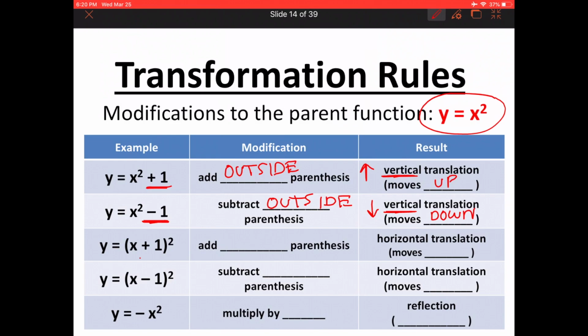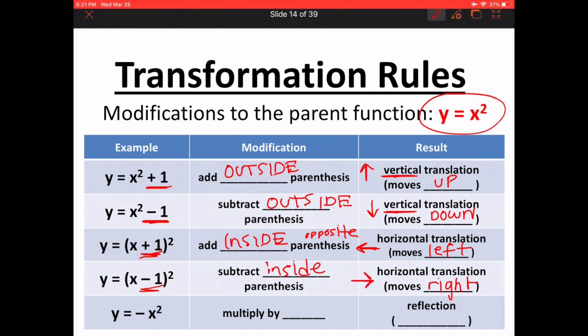Okay? If we add inside parentheses, remember inside parentheses is when we talked about things being opposite. Okay, when we have numbers inside parentheses, everything is to the opposite. So a horizontal translation where you add, it is actually going to move to the left. Okay, so this plus 1 is actually going to move us to the left because it's the opposite of what we would normally think it is. If you subtract inside parentheses, then you are going to move to the right.